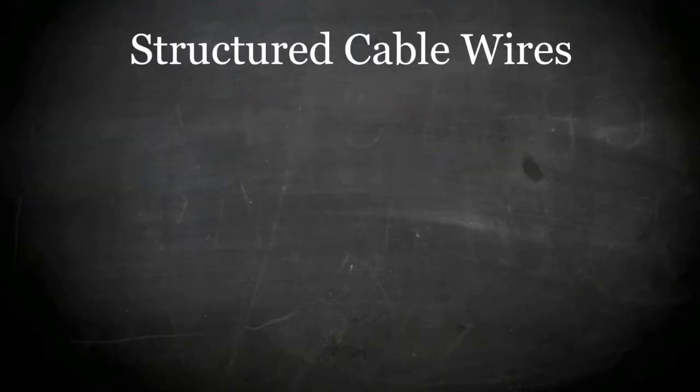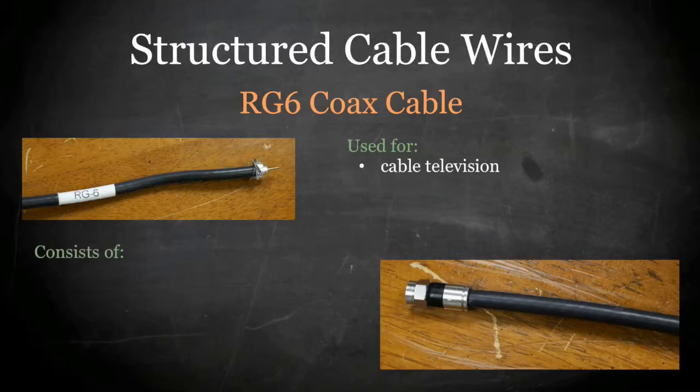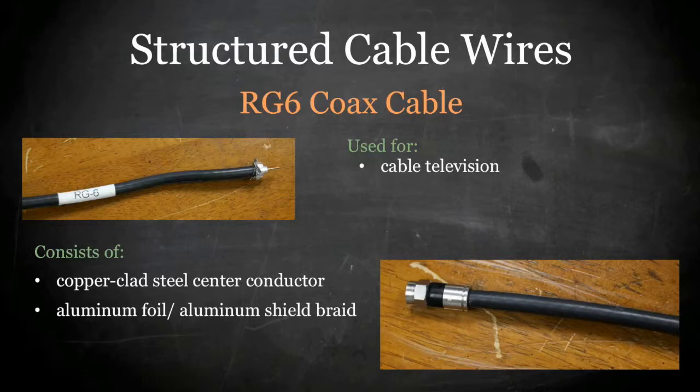The second type of structured cable wire we mentioned was the RJ45 coax cable. This cable is primarily used to distribute cable television signals. It consists of a copper-clad steel center conductor with aluminum foil or aluminum shield braid. We'll learn how to terminate an RJ45 coax cable and crimp on the connector later in this tutorial.